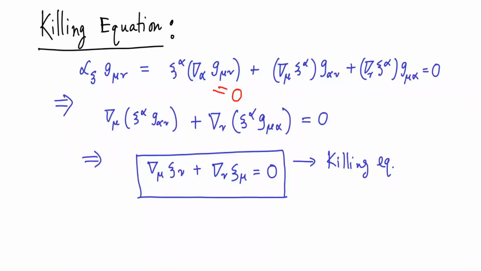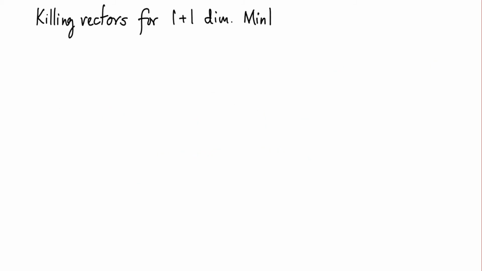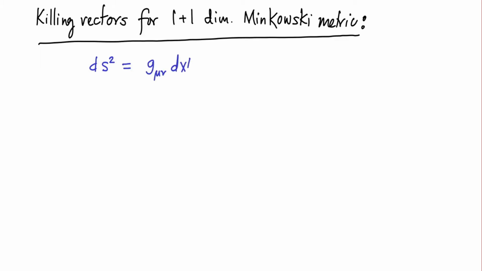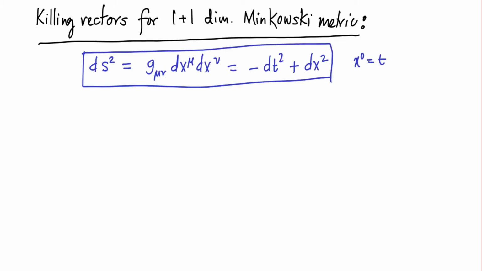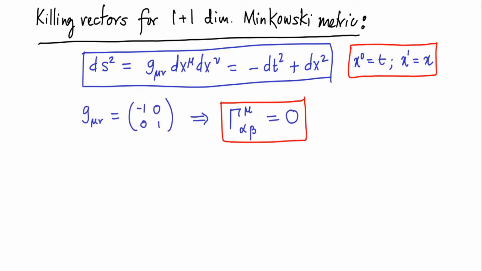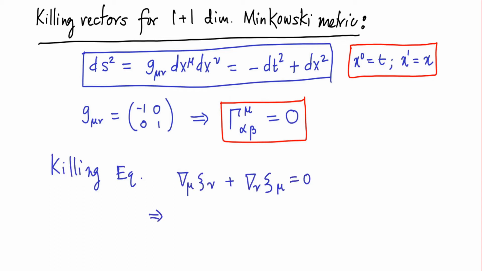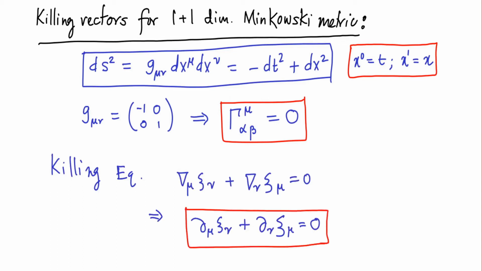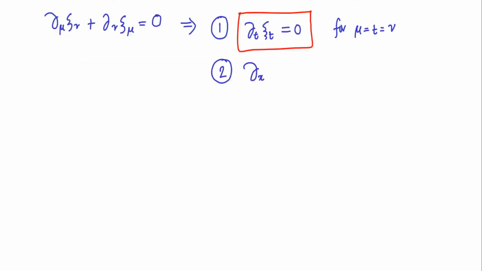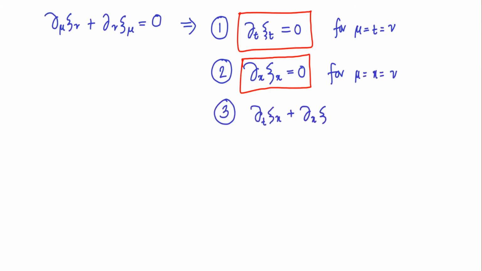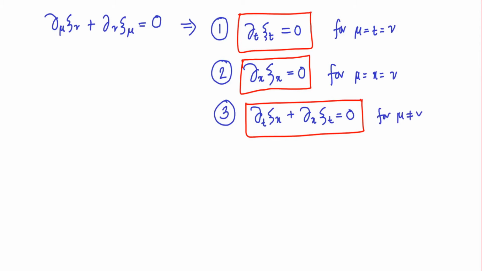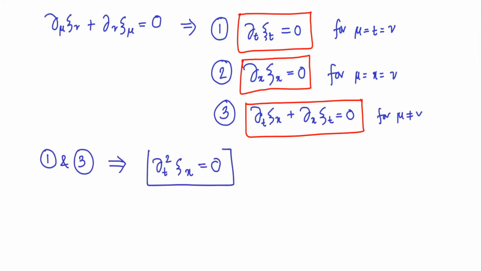Let us now consider an explicit example where we solve the Killing equation to find the corresponding Killing vectors. For simplicity, let us consider the metric of 1 plus 1 dimensional Minkowski spacetime. The corresponding Christoffel symbols are 0, so the covariant derivative reduces to ordinary partial derivative. For different values of mu and nu, we have these 3 Killing equations. These equations can be solved in a straightforward manner as you see here.